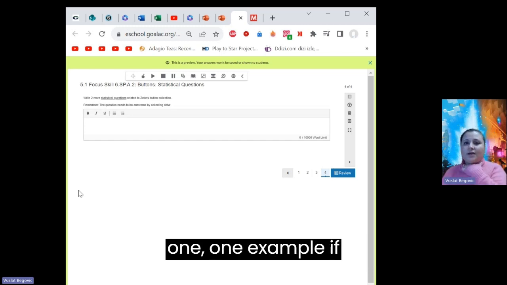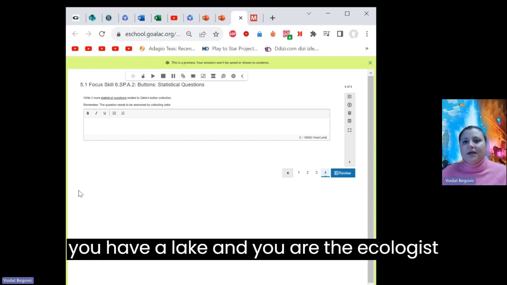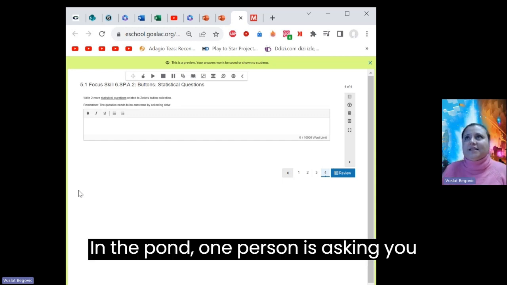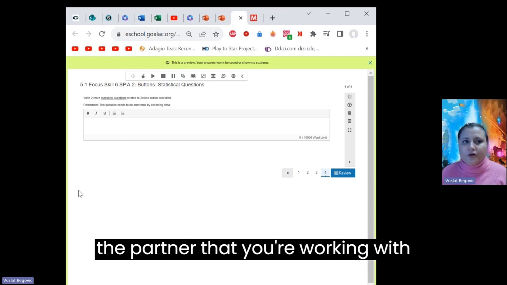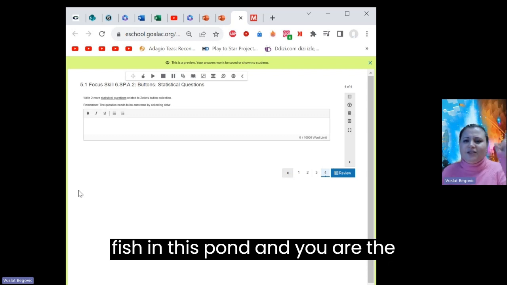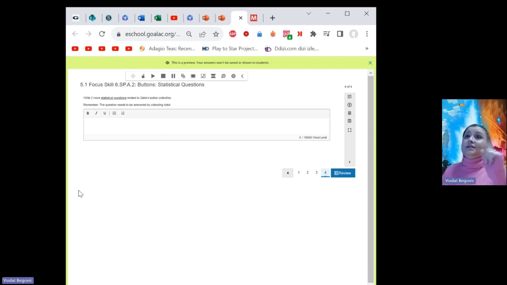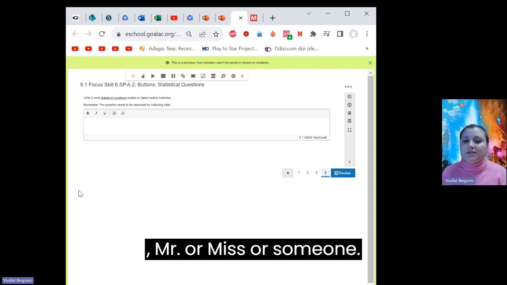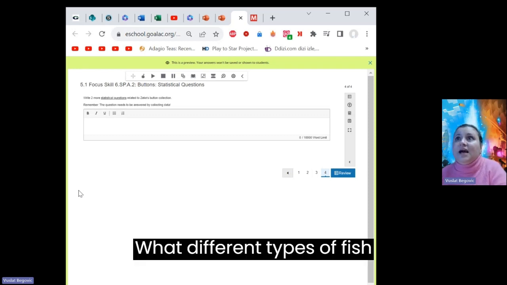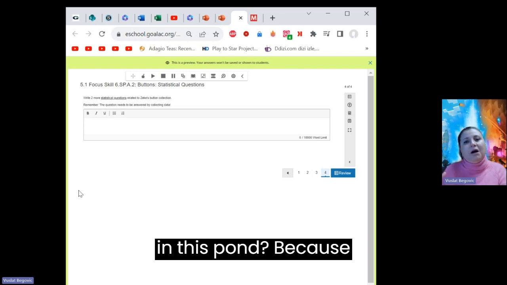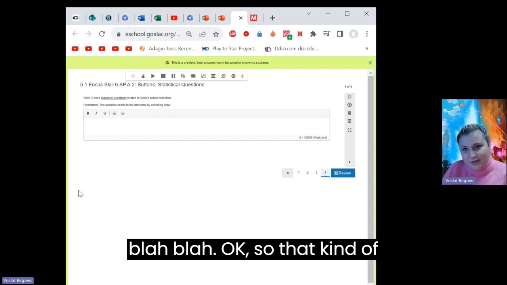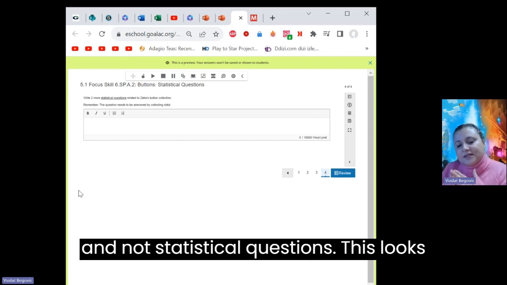I will give you one more example. If you have a lake and you are the ecologist around that lake working with the fish in the pond, one person is asking you this question. One of your students or the partner that you're working with there is asking you, how many fish are in this pond? And you are the ecologist and you're saying, well, this is not a good question. You need to ask me what different types of fish are in this pond, because our research is about blah, blah, blah. Okay, so that kind of thing. Be careful about statistical and not statistical questions.